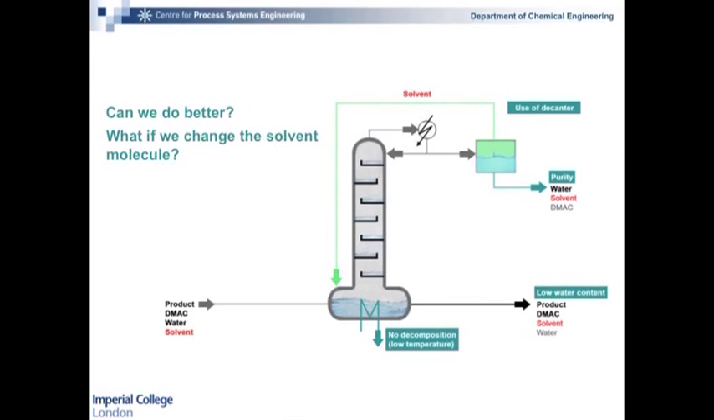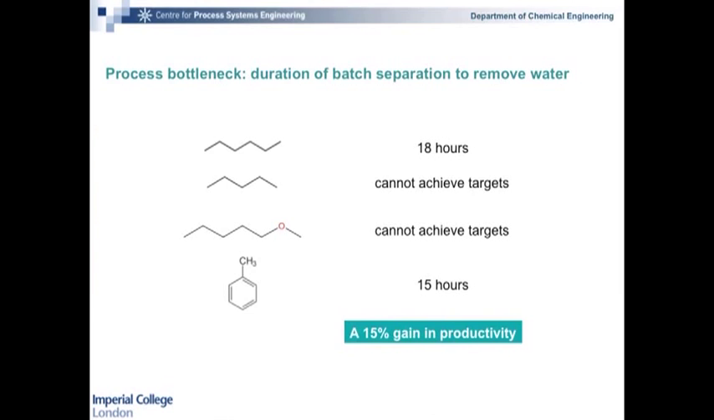And in particular, can we change the solvent molecule in order to reduce the time that is needed for this process to take place? So we have to then have a different molecule going through all the relevant streams of the process. Okay, so we can start trying different molecules. So we had hexane to start with, 18 hours. We can try pentane, and it turns out that we can't meet the process requirements with pentane. We can keep trying, maybe methoxypentane, and that doesn't work either. And maybe next toluene, and lo and behold, toluene manages to complete this process in 15 hours.